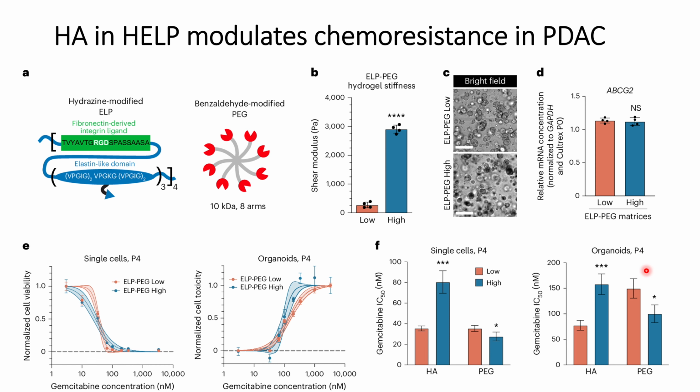And when they checked the organoids, this panel F is the results on the single cells, and when they did the same experiment on the organoids with passage 4, they saw similar results: HA-containing HELP high matrices require more gemcitabine for IC50, whereas PEG ELP high requires low gemcitabine IC50, indicating that it does not have the chemoresistance. So all these results indicate that it's the HA in the HELP that helps in the chemoresistance in the PDAC.